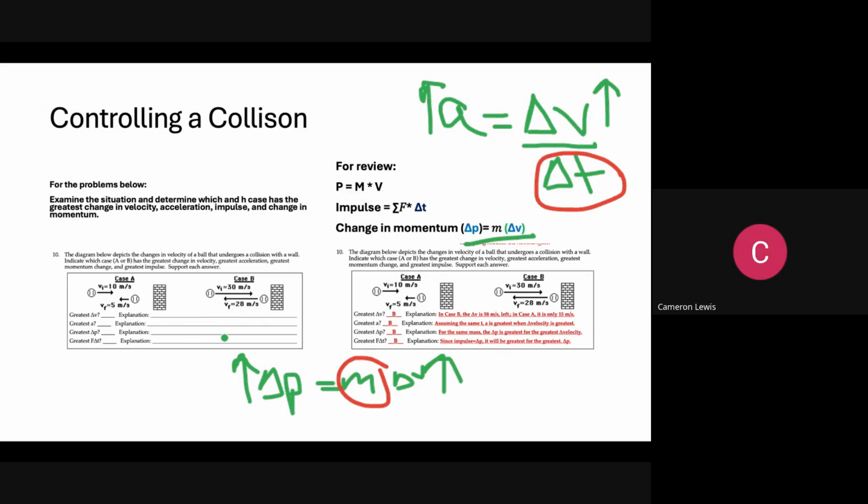Yes. So now we get that for B. So which object has the greatest change of velocity? B case. So therefore, B must also have the greatest change of momentum. Is that right? Yes. All right.